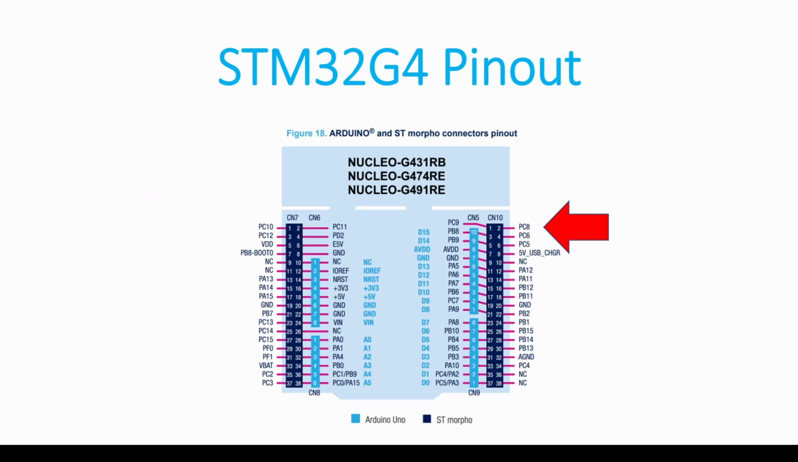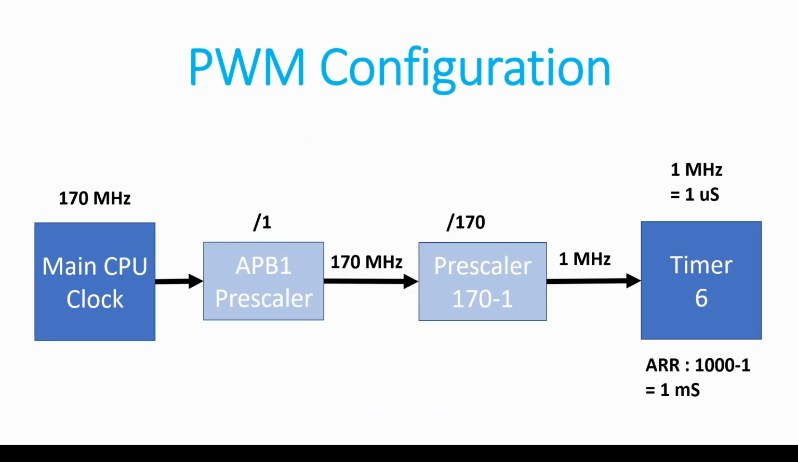For this example, I'm going to use pin PC8, which is located on the top right of my board. I'm doing this so I can grab the pin easily with my oscilloscope probe. This pin corresponds to channel 3 of timer 3. I will use the default APB1 prescaler of 1. I'll set the prescaler to 170-1 so that our timer is driven at 1 MHz.